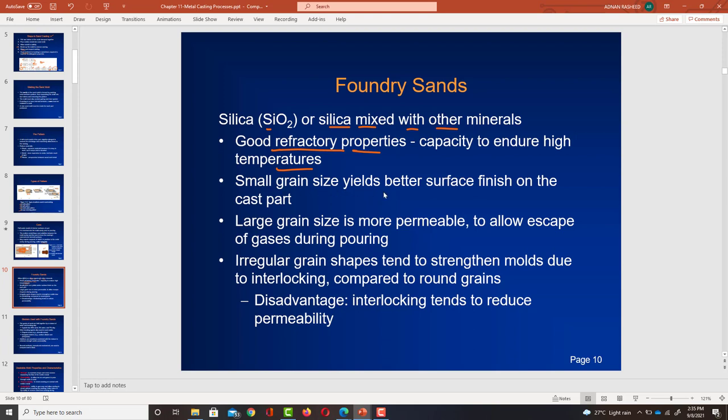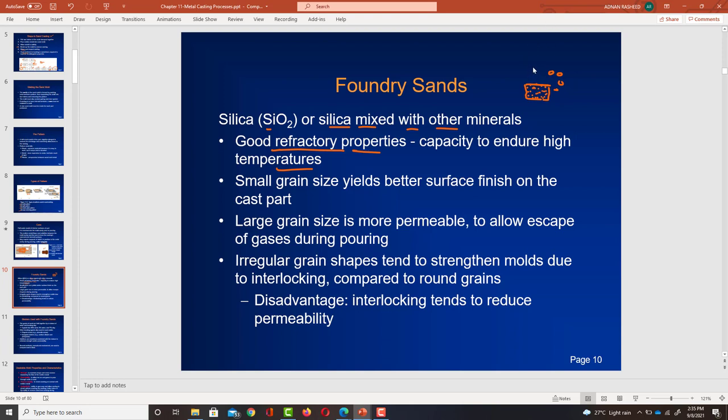Also, small grain size yields a better surface on the cast part. If the sand particles are very small in grain, you have also examined or experienced that sand of good quality or smaller grain will leave a smaller, finer impression in the sand casting process. If the grain size of the sand is larger, it will yield a rough surface. Clear?